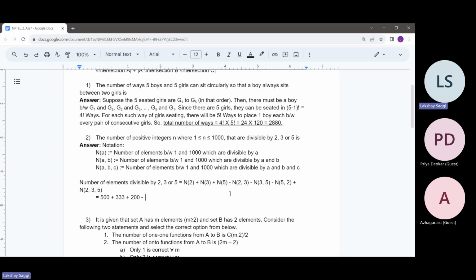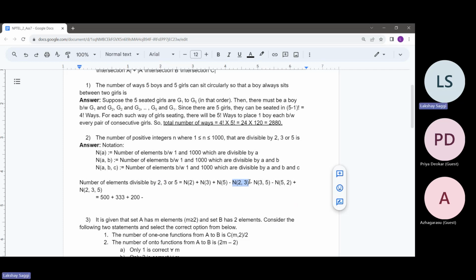And now we subtract the n of 2 comma 3 term. n of 2 comma 3 is the number of elements which are divisible by 2 as well as 3. What we can claim is that the set of elements which are divisible by both 2 and 3 is precisely the set of elements which are divisible by 6. If a number is divisible by 2 and 3, then it is divisible by 6, and vice versa: if a number is divisible by 6, it is divisible by 2 as well as 3.